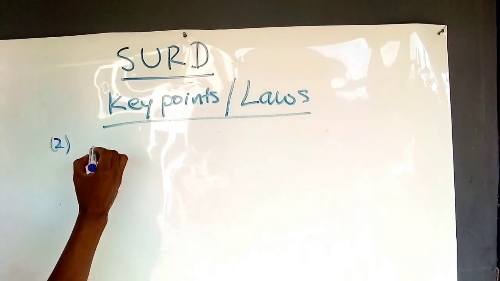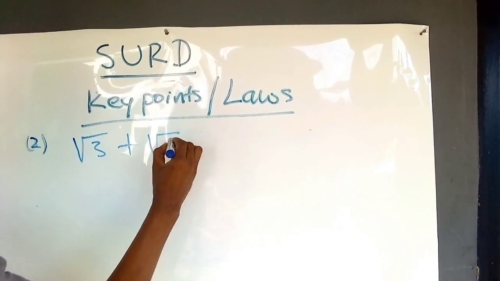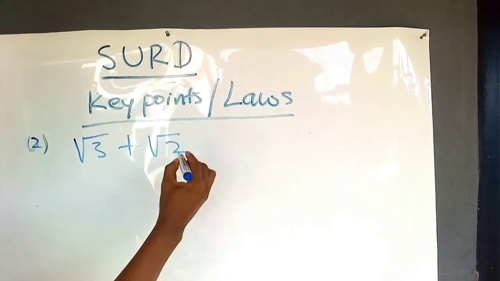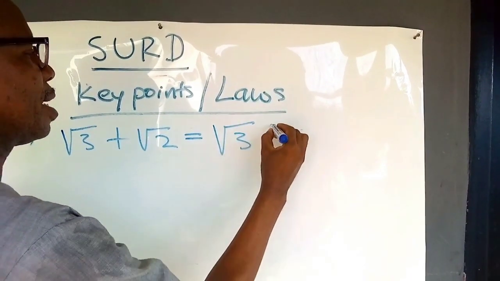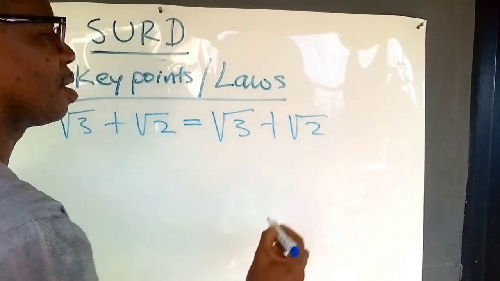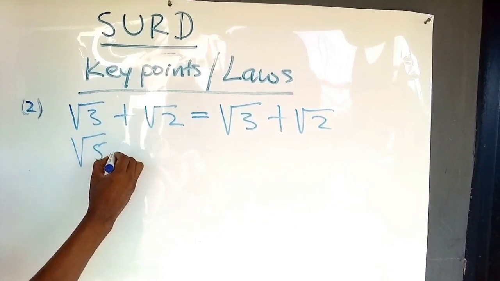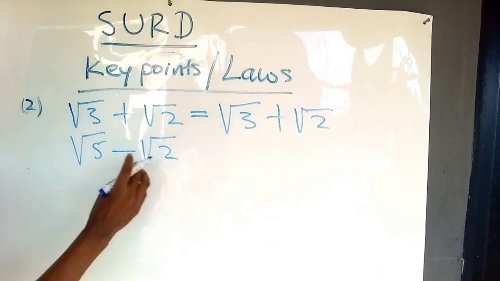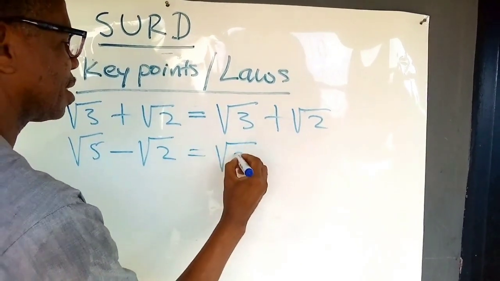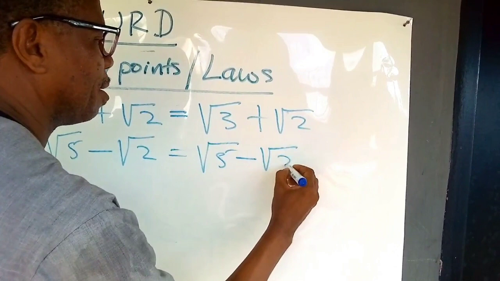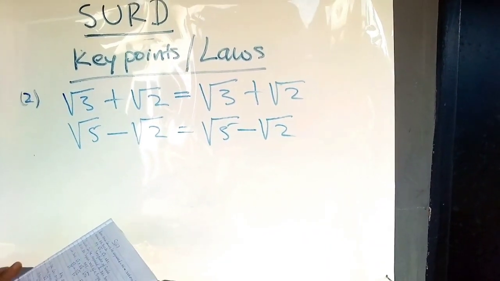You cannot add nor subtract surds that have different numbers or integers. For example, you cannot add √3 plus √2. It's not possible. Anytime you see it, it will still remain √3 plus √2. And you cannot subtract √5 from √2 because they are not the same. It will still remain the same in your calculation as √5 minus √2. Very important point that you must take note of.